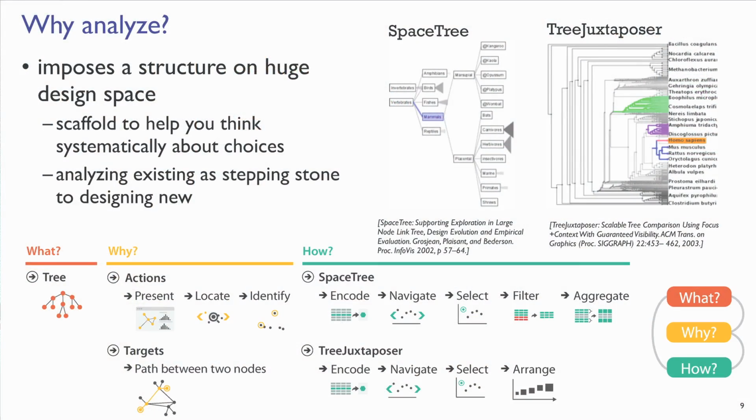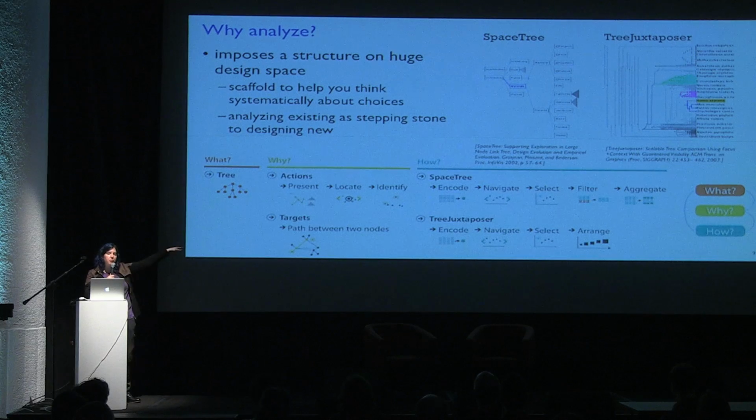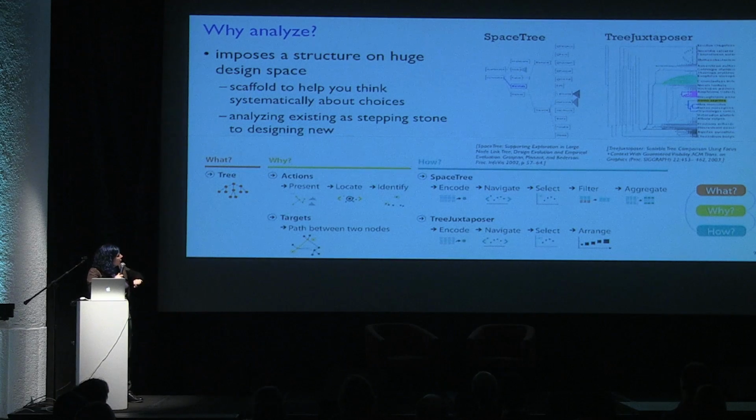But what's interesting is if we try to go under the hood a bit and think, so what's happening here? I'm going to posit that these are both being used for the same task. So we've got tree data. This is a large tree of evolutionary relationships between species. So that's for the what. For the why, the idea is they're trying to locate a particular path that's the least common ancestor of two animals. So we're trying to find a path between two nodes and identify that out of all the other paths. And then where they differ is the how.